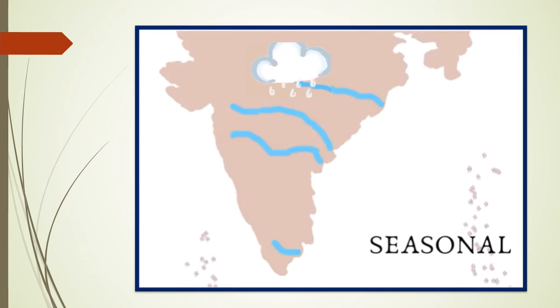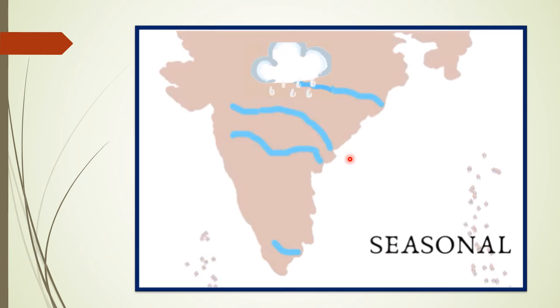Now, as I told you, the Himalayan rivers are perennial rivers. That means they have water throughout the year. But peninsular rivers are seasonal. That means they are totally dependent on rain. Okay, so whenever there is rainfall, these rivers have lots of water flowing in them. During the dry seasons or summer seasons, the water level gets reduced, and maybe the small streams also dry up. So these peninsular rivers are seasonal rivers.